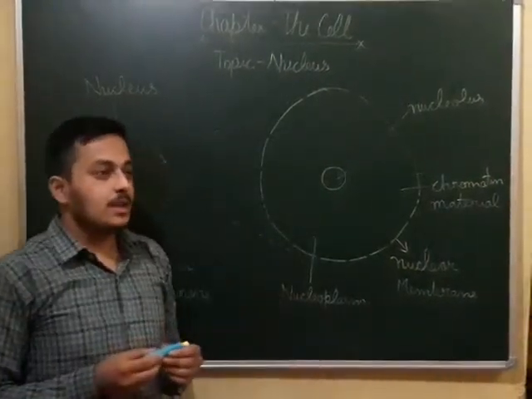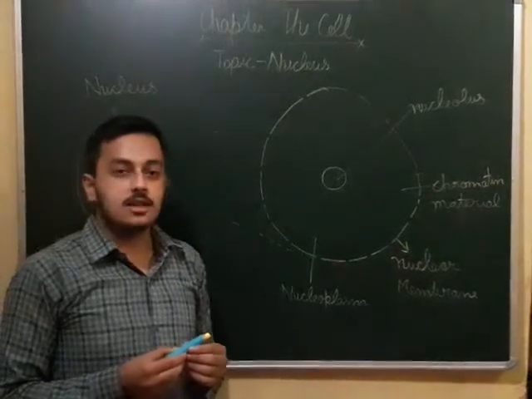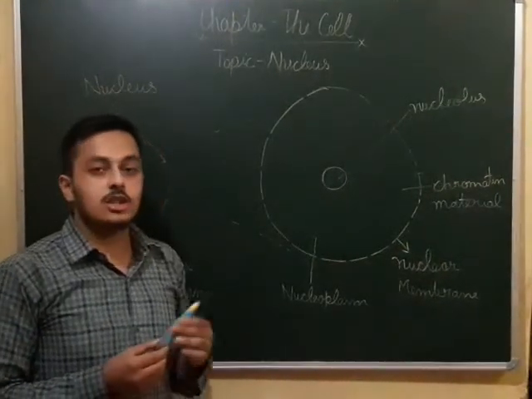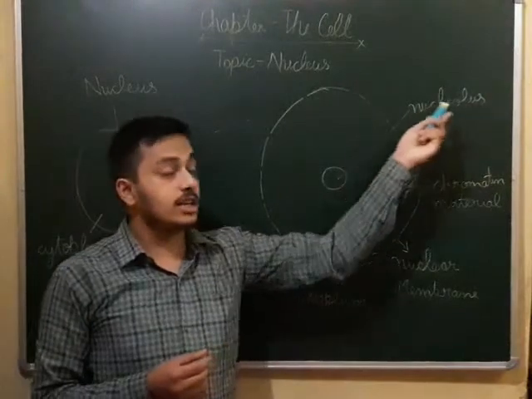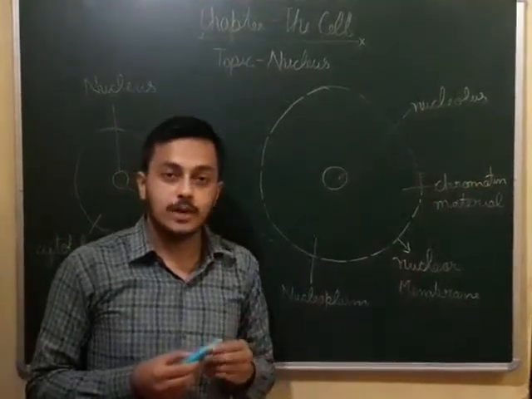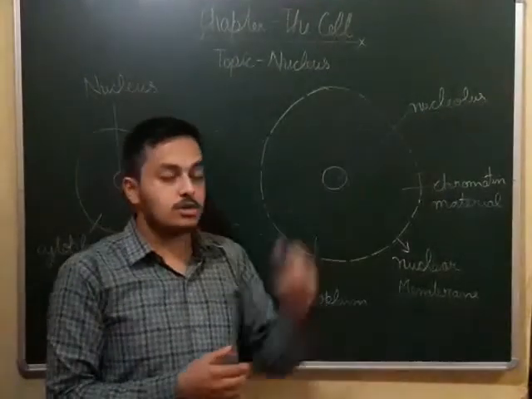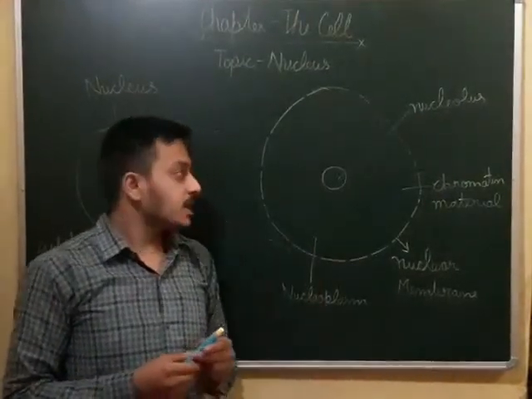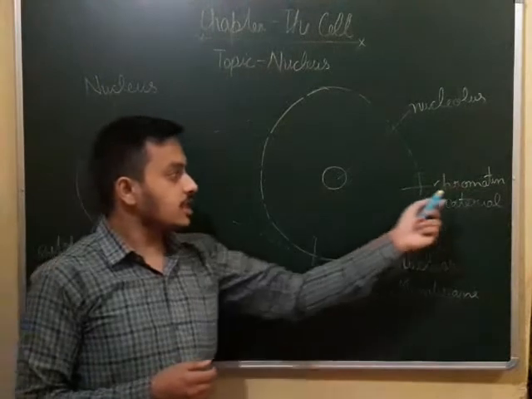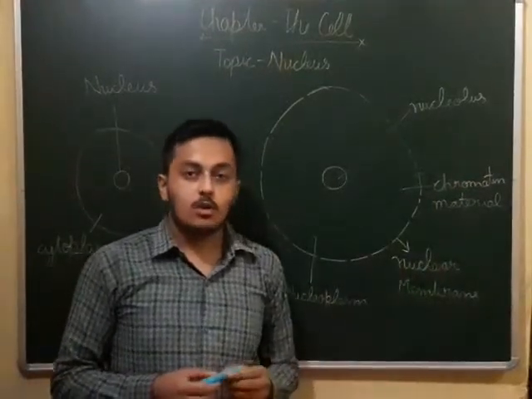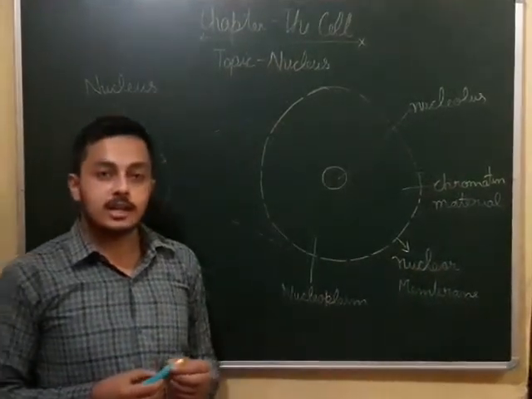Okay, there are some cells in which they have multiple nucleoli. Inside the nucleus they have multiple nucleoli. The last part of this nucleus is the chromatin material. What is the chromatin material?